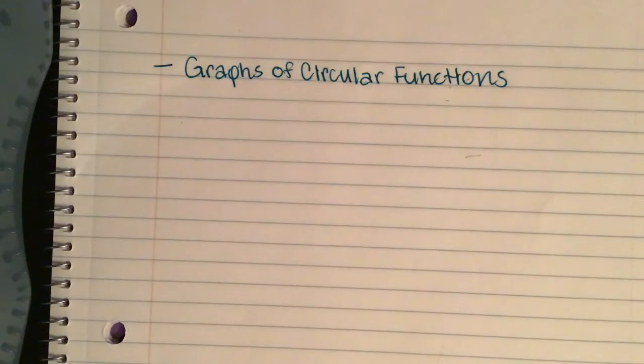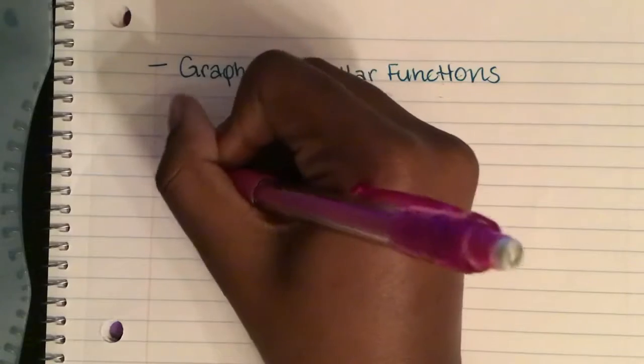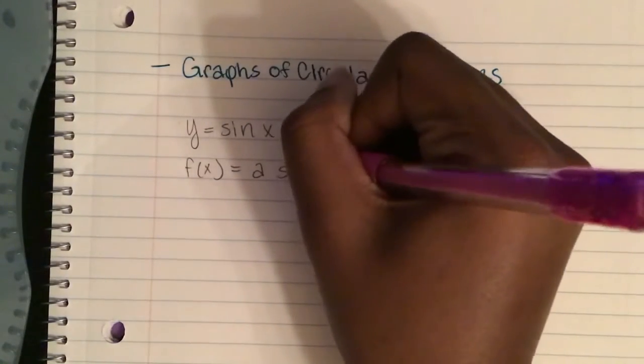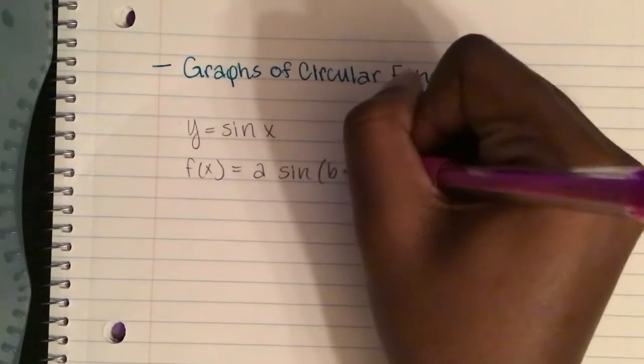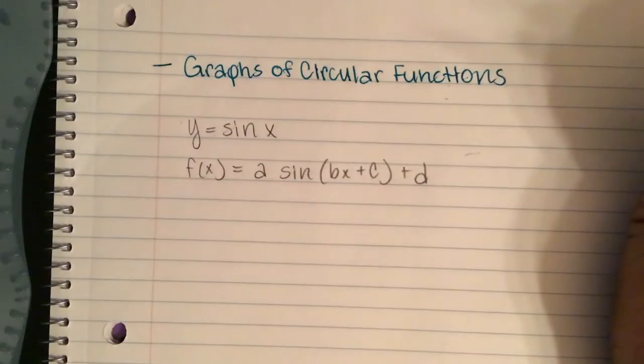Hey guys, so today we're going to be talking about the graphs of circular functions and trig identities, but let's just start out with reviewing what we know about graphs of circular functions. So, y equals sine of x, this is our equation, and remember that the function of sine is typically going to look like this in an equation. And let's go over what we already know.